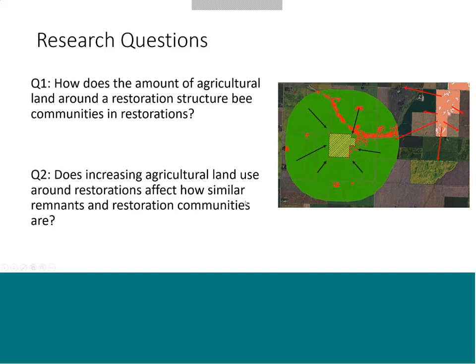So that might affect it: a community of bees in a restoration may be affected by remnant bees. They might be trying to access the site and disperse out of it. And if there are high amounts of agricultural land around the site, that might affect their ability to reach it. And therefore, the community of bees in a restoration may not be quite the same as in a remnant. So these are two related questions. One of them is just, how do restorations differ as their amount of agricultural land changes? And the second is, how does a restoration community compare to a remnant as the amount of agricultural land changes?